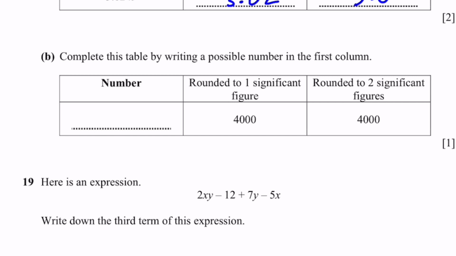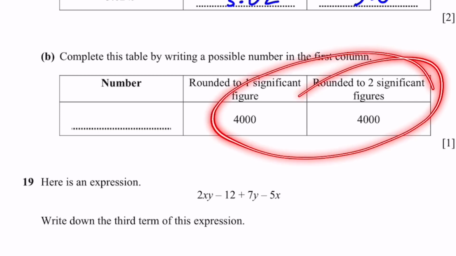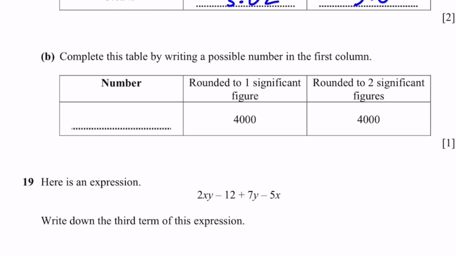B. Complete this table by writing a possible number in the first column. The number rounded to 1 significant figure and rounded to 2 significant figures. Both roundings are 4,000. So if it's rounded to 1 significant figure, we know the inequality 3500 less than or equal to x, and let's say the number is x by the way. So 3500 less than or equal to x, and that's less than 4500.